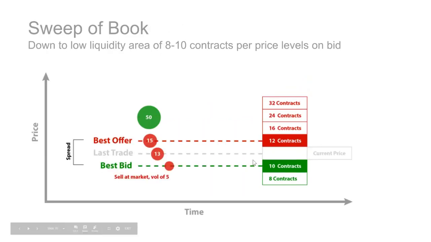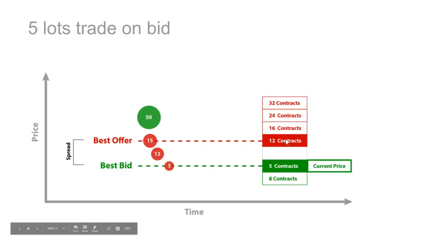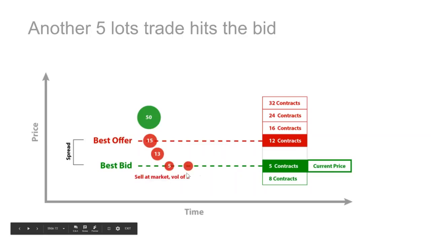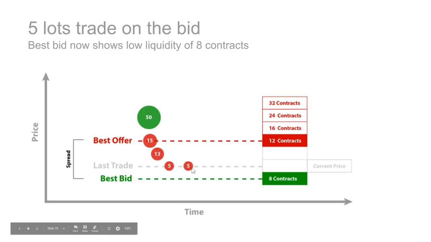All right, so we come down into, and now we're hitting the bid with 5 contracts into 10 on the bid. So it trades those 5. And you can see that becomes now the current price. Next example, they continue to hit the bid. We have another sell here of 5. What occurs? Well, they sweep that level. Okay, that's your last traded volume. Now we're trading down here on the best bid into these 8 contracts.